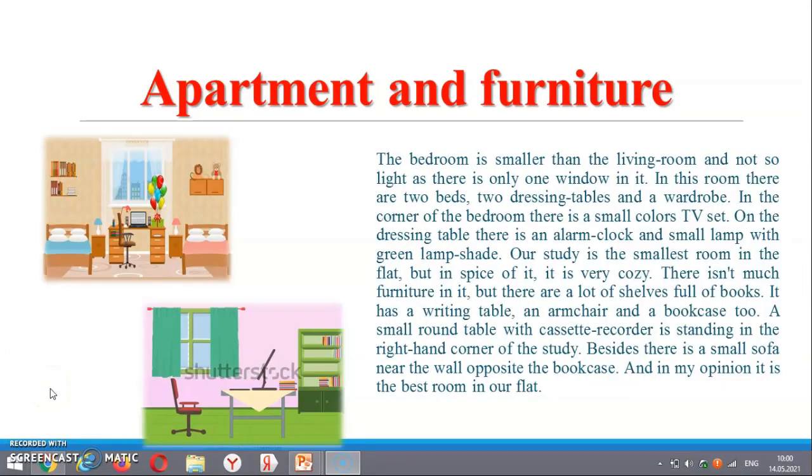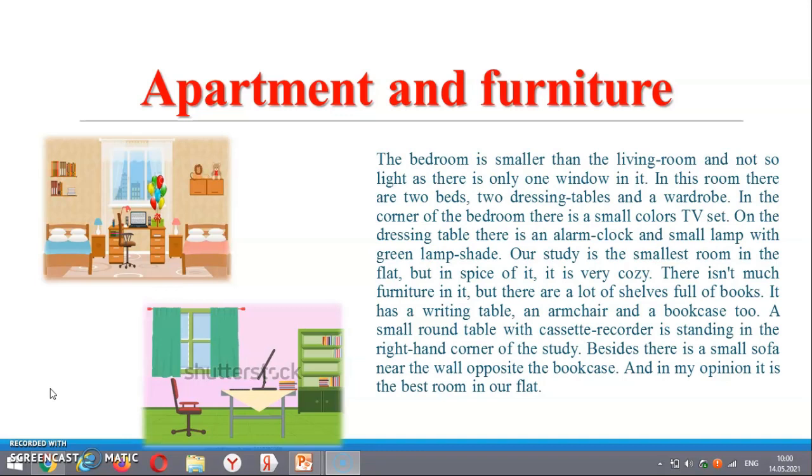The bedroom is smaller than the living room and not so light as there is only 1 window in it. In this room, there are 2 beds, 2 dressing tables, and a wardrobe. In the corner of the room, there is a small color TV set. On the dressing table, there is an alarm clock and a small lamp with a green lampshade.